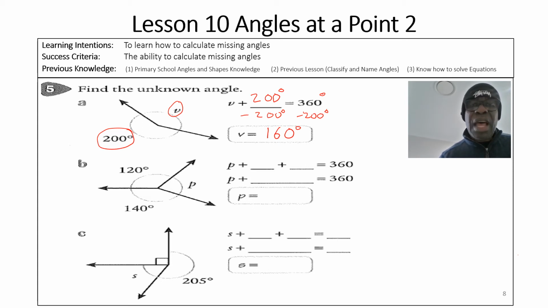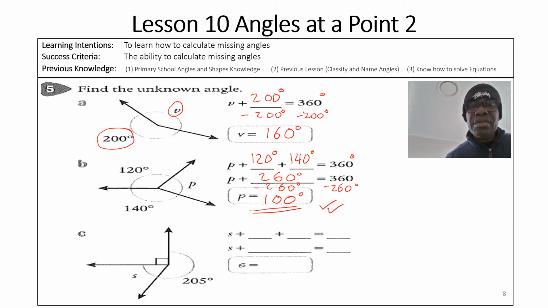You have P plus 120 degrees plus 140 degrees equals 360 degrees. 120 plus 140, that gives us 260 degrees. So P plus 260 equals 360. You subtract 260 here, and you subtract 260 there. So P must be equal to 100 degrees. Right.